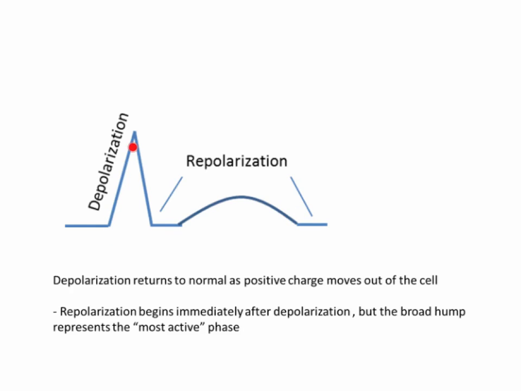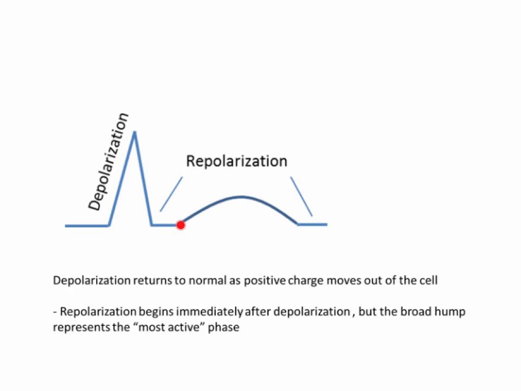Now, you may be tempted to think that this downward deflection is actually repolarization. It's not. As we go up on this first part, it just means that the rate of depolarization is increasing, and then the rate of depolarization is decreasing. So we're still depolarizing right here, just not as much or as fast as we were right there.